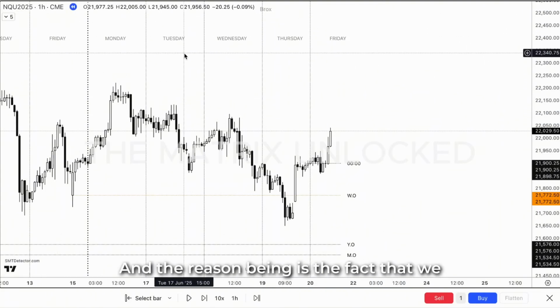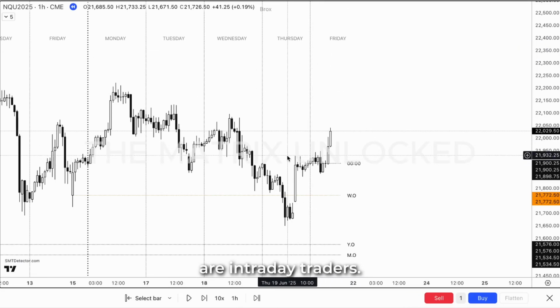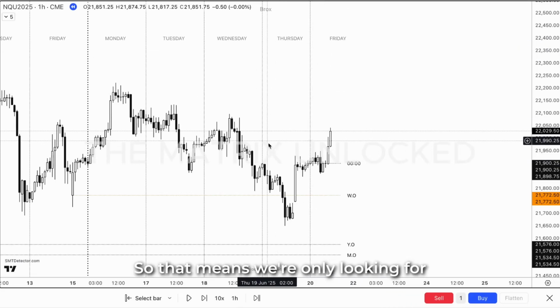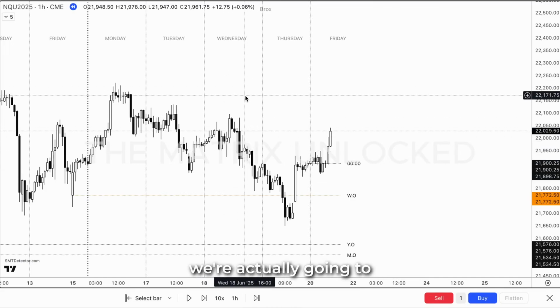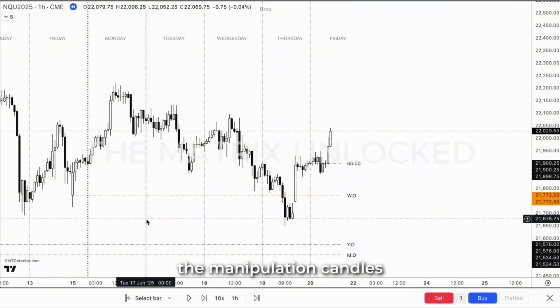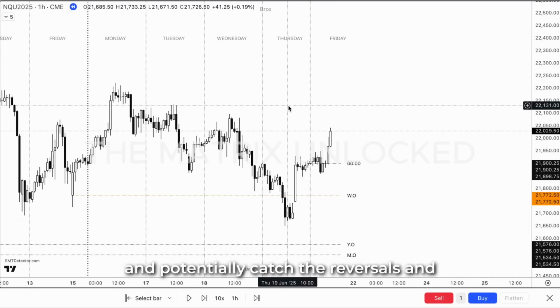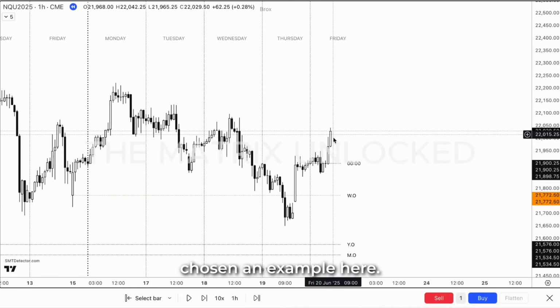And the reason being is the fact that we are intraday traders. And so that means we're only looking for specific hours of the day where we're actually going to engage and look for trades. So the hourly chart provides us with more than enough data for doing that, as we're then going to be able to look at the manipulation candles and potentially catch the reversals and the distribution for the day. So I've gone ahead and chosen an example here.